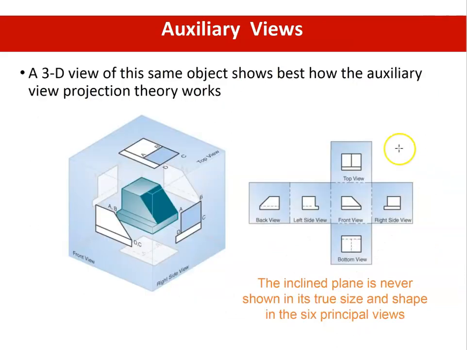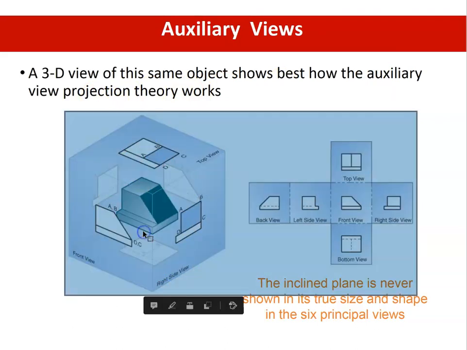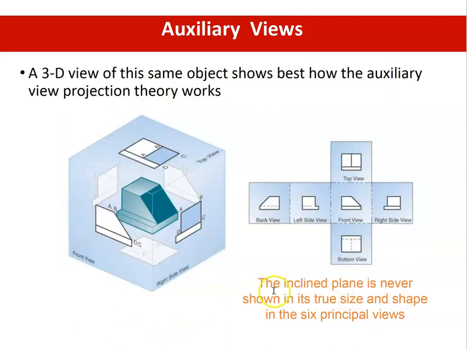A 3D view of this same object shows how the auxiliary view projection theory works. You have your glass box, you have your object inside the glass box, you have your 6 views, and you have your inclined plane over here, and none of these views show you the actual dimension. The inclined plane is never shown in its true size and shape in the 6 principal views.